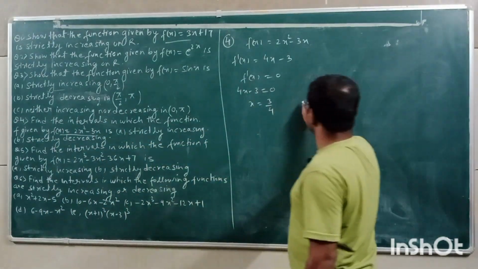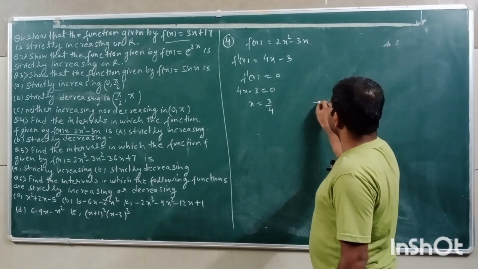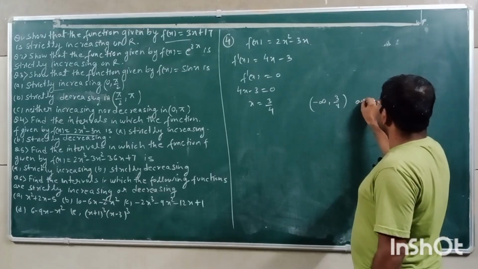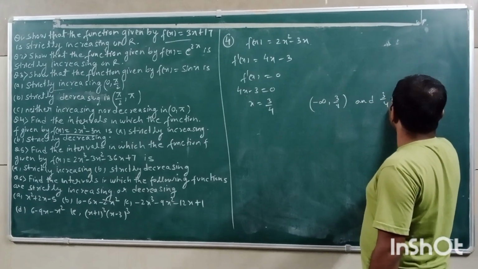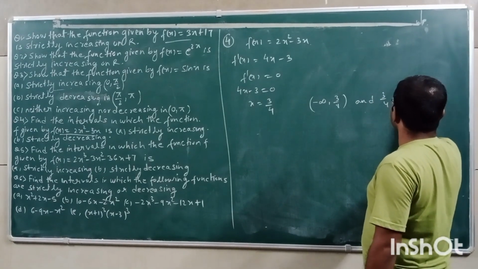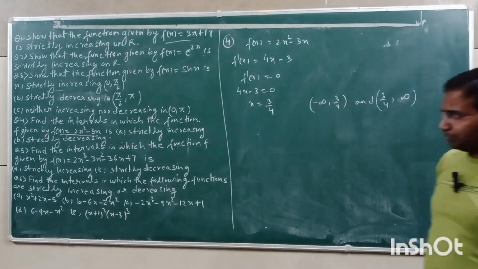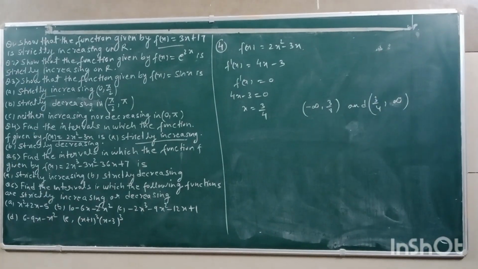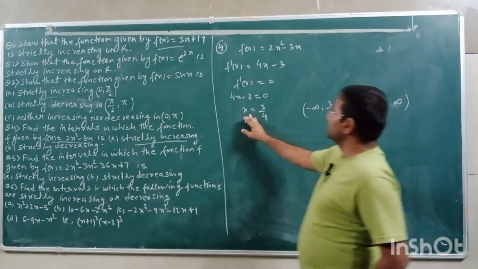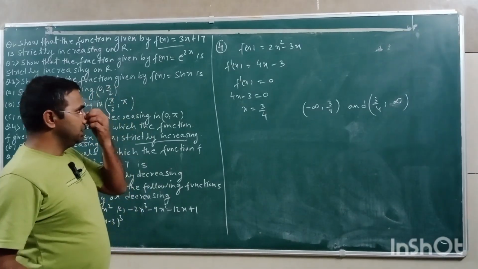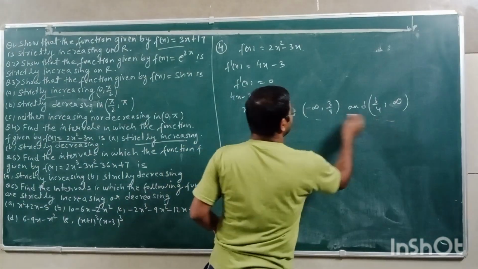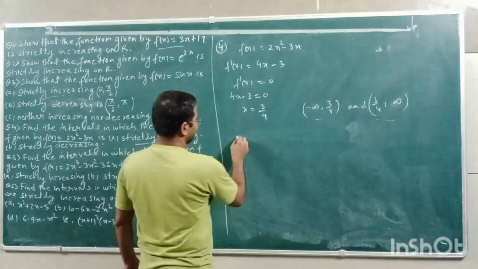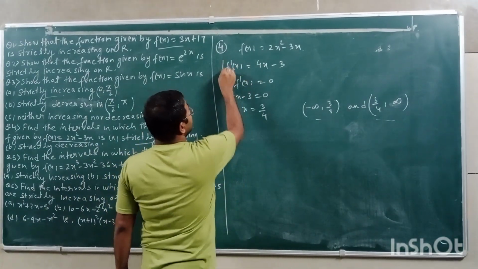Now here two intervals will be there: minus infinity to 3/4, and 3/4 to positive infinity. Now we have to tell in which it is strictly increasing or decreasing. So x = 3/4 is coming, which means two intervals: −∞ to 3/4 and 3/4 to ∞. Now we will check. Here f'(x) is this one.